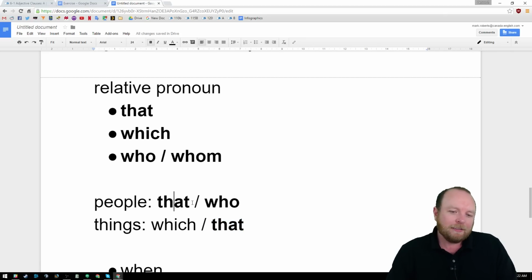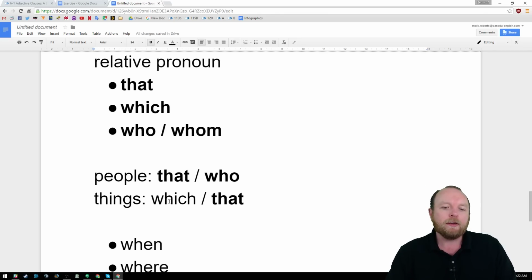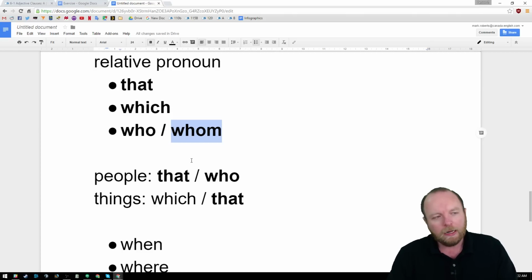Anyways, yeah, people, that or who, very popular, and which or that is more popular for things. Now, whom is not very popular. Zaki asked me, what's the difference with who and whom? Whom is very formal. Okay, it's very formal. So you will see this in a newspaper or in an essay. So that's one difference. But definitely it is not as popular as who. Now we will talk about another difference soon.